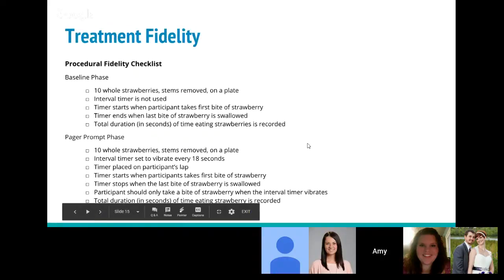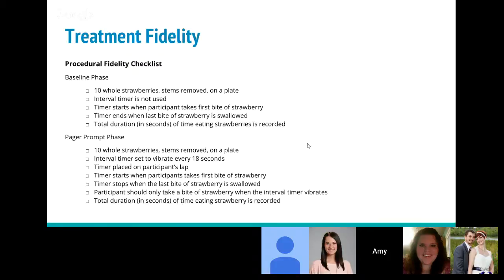So for the procedural fidelity checklist, for the baseline phase, it'll be 10 whole strawberries with the stems removed on a plate. The interval timer is not used. The timer starts when the participant takes the first bite, and then it ends when the last bite of the strawberry is swallowed. And the duration in seconds of the time eating strawberries is recorded.